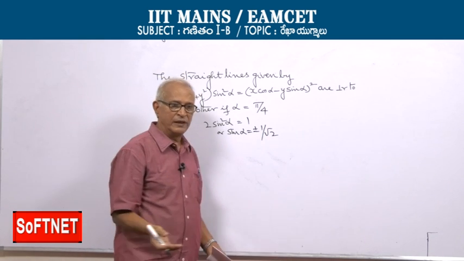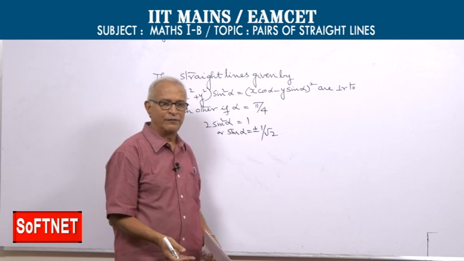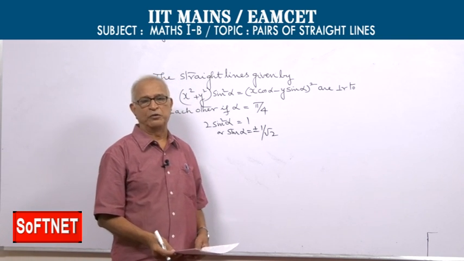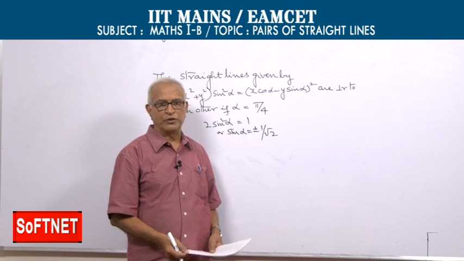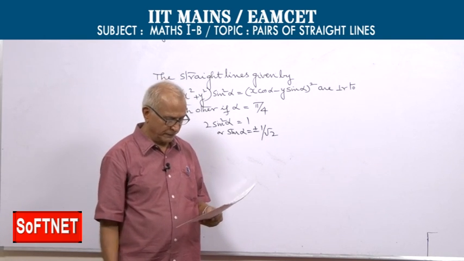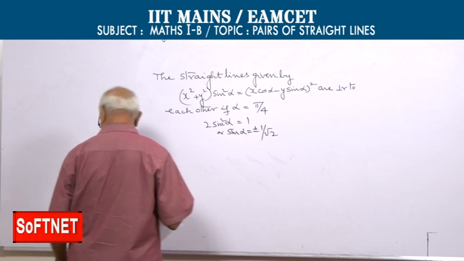Well, there will be several values for alpha for which sin alpha can be either plus 1 by root 2 or minus 1 by root 2. One such value of alpha is pi by 4, which is given as one of the options in the question. Next.